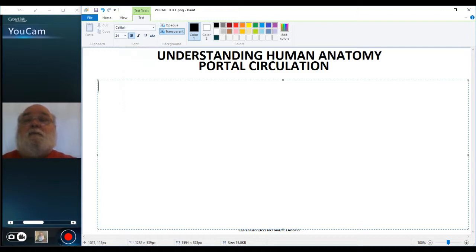And in this video I'm going to begin a discussion of the vascular supply to the digestive tract, to the GI tract. And with that we'll be talking about circulation through the liver. First we need to define what a portal vessel is.